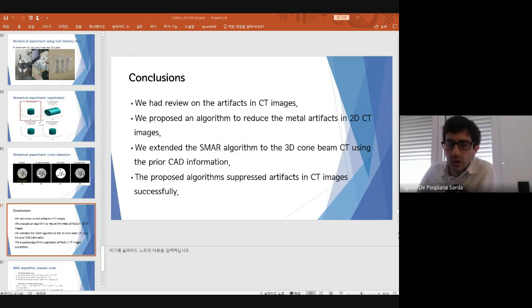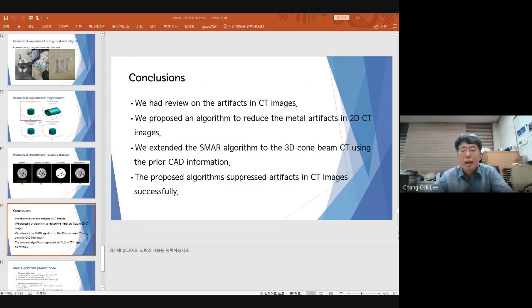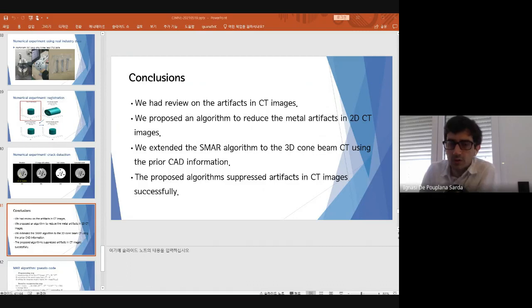Is this going to be part of a patent? Yeah, actually we got the Korean patent, and recently we got the United States patent also. So do you plan to use this in a consistent manner? Yeah, right.